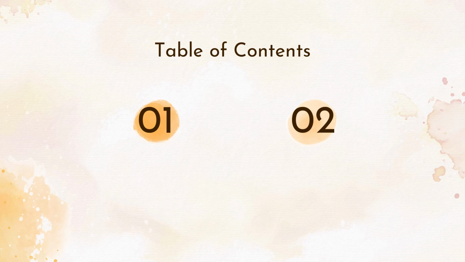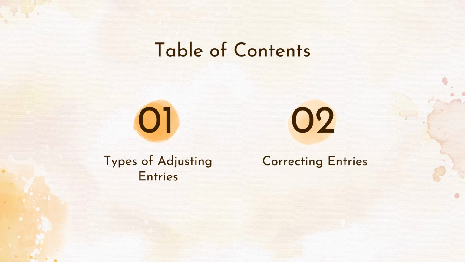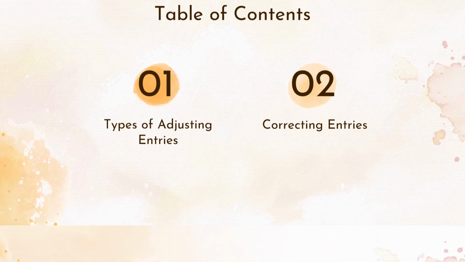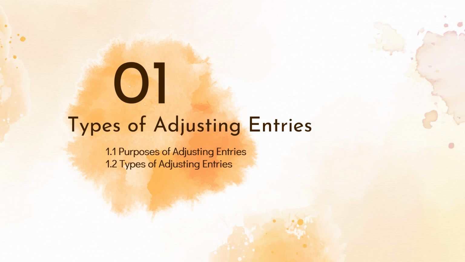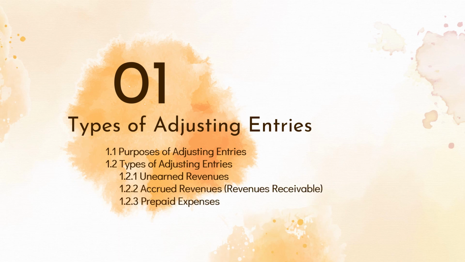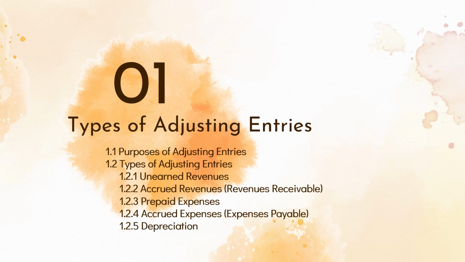In this video, firstly, we will discuss types of adjusting entries and secondly, correcting entries. Types of adjusting entries. We will learn purposes of adjusting entries, types of adjusting entries. Those are unearned revenues, accrued revenues, prepaid expenses, accrued expenses, depreciation, and bad debt expenses.